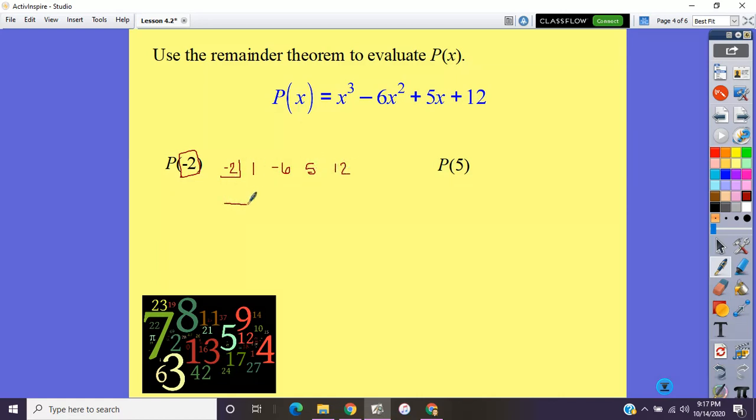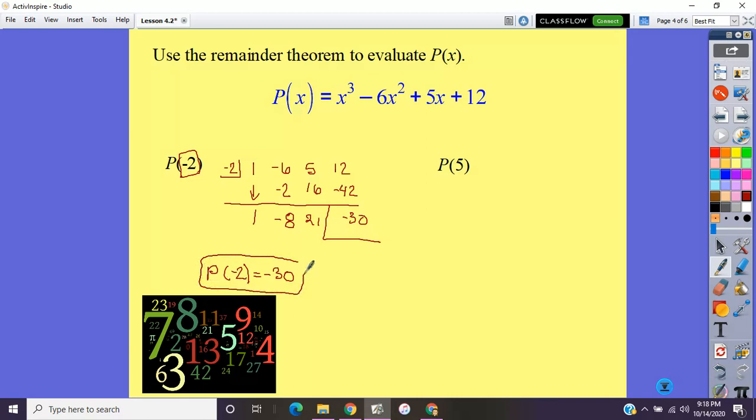And we're just going to do our synthetic division just like we have been. So we're going to drop this down. So 1, negative 2 times 1 is negative 2. Negative 6 plus negative 2 is negative 8. 16, 21, negative 42, negative 30. I forgot to draw my line. So this is my remainder. What the remainder theorem tells us then is that p of negative 2 equals negative 30. I don't need the whole divisor. I just want to know, what is p of negative 2? Well, p of negative 2 is negative 30. So that right there is our remainder theorem.